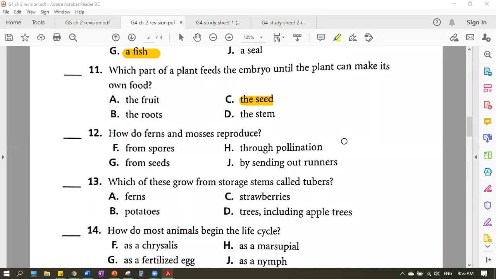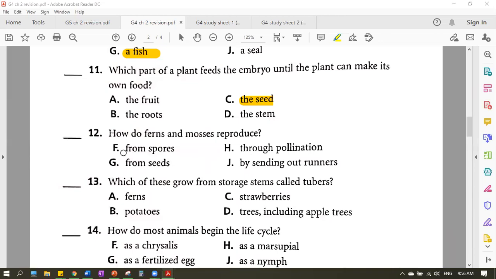Number 12, Jumana. It says, how do ferns and moss reproduce? So I need you to remember what kinds of plants ferns and moss belong to. This is actually from term 1, but I believe you can do it. This is again on chapter 2, which includes everything. From spores? Yes, from spores. Thank you.